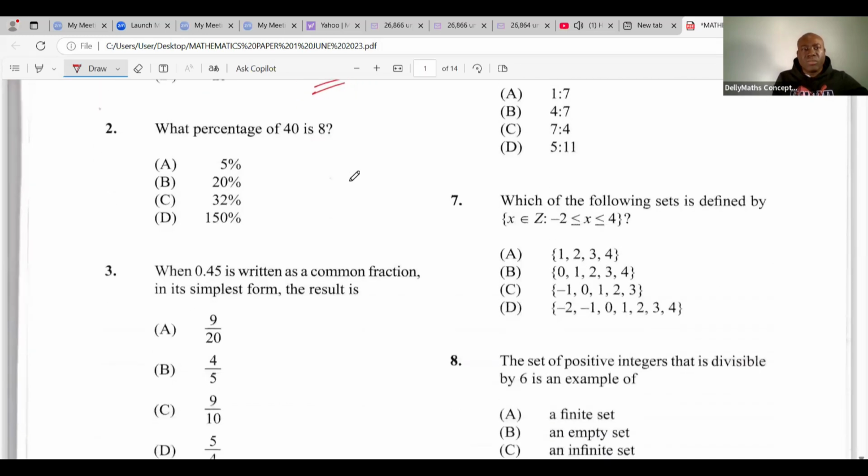Now let's take a look at the second one. What percentage of 40 is 8? Now the "of" is your denominator all the time. The "is" is your numerator all the time. So the "is" goes at the top, the "of" goes at the bottom, right? So that is how we put that together.